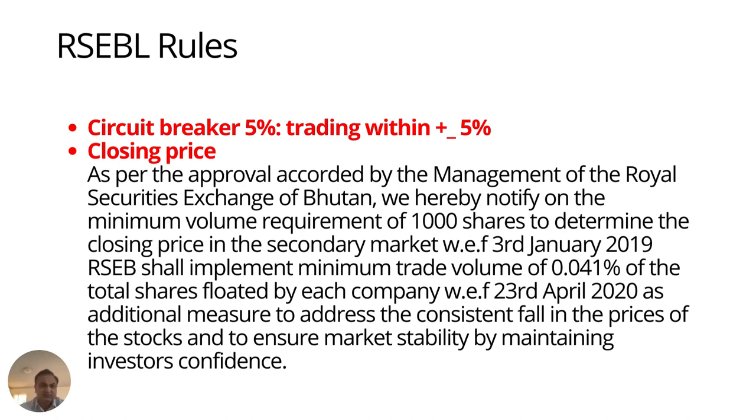RSEBL also has some rules. There is a circuit breaker of 5%. That is, the price is fixed at plus or minus 5% from the last trading price. For example, if the market price is 50, you cannot quote 60 for selling, or quote 60 or 70 for buying. That's not possible. They will keep it within 5%. That is to make sure that people don't get cheated. So a sudden rise of price is not possible, it is automated.